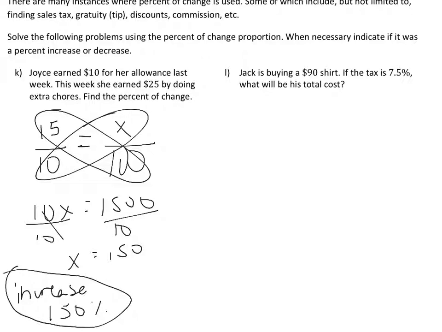150%. So if she made $10, if she increased by 100%, she'd be 20. Oh, that makes perfect sense then. So 150% would be almost time and a half. So 10, 25, that's perfect.